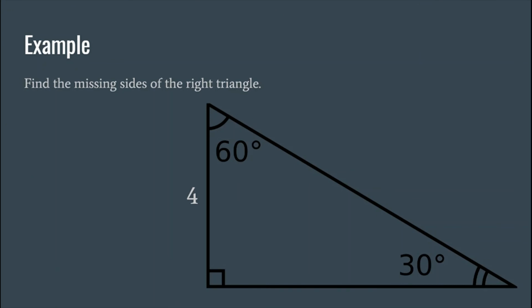Let's take a look at this one here. This time we also have a 30, 60, 90 triangle, but this time we have the smallest side, because remember, the smallest side is always across from the 30 degree angle. The side across from the right angle is 2 times the smallest side, so the hypotenuse will be 8. The side across from the 60 degree angle will be the smallest side times the square root of 3, so this side will be 4 square root of 3.